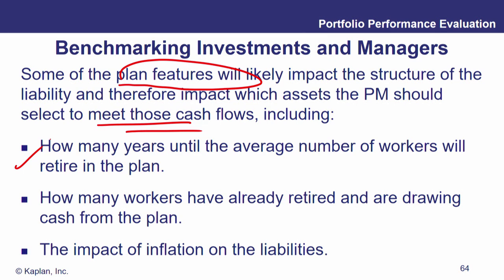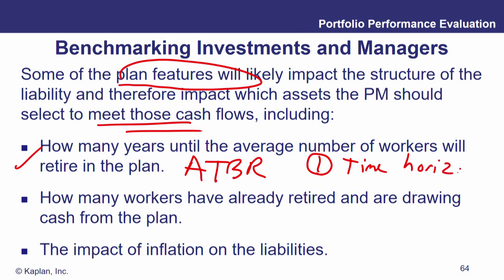Remember what we're focusing on here, again, is ability to bear risk, and that's time horizon and liquidity. So if I have a long time until the workers are going to retire, then I have a long time horizon. I have a long ability to bear risk. It's just I have above average ability to bear risk.